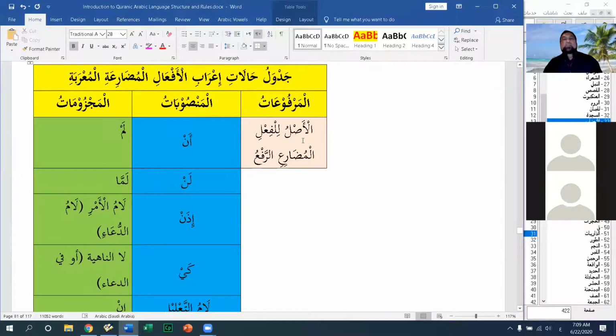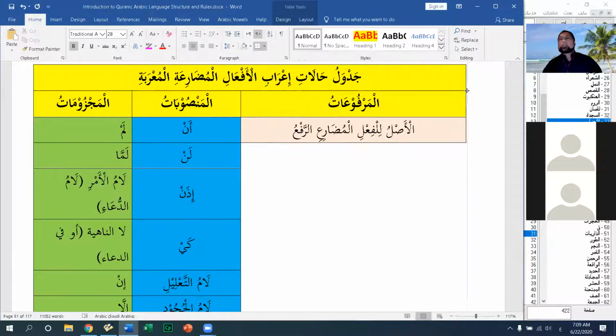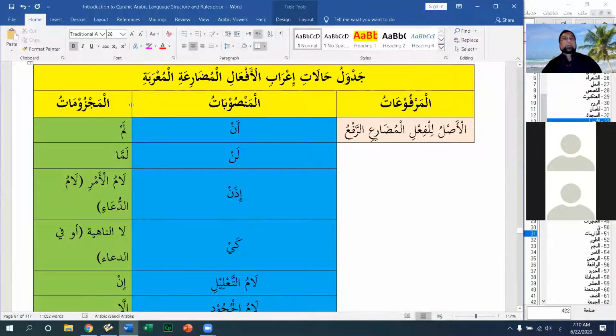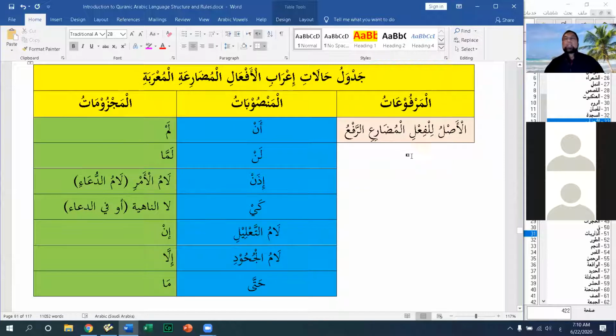الأصل للفعل المضارع الرفع. And I probably can make this chart a little bigger. So the default, الأصل للفعل المضارع الرفع, is that the default for the present tense verb is الرفع, that is marfu'. So by default, present tense verbs are marfu'. You need a reason to make it mansub or majzoom. If no reason exists, it remains marfu'.